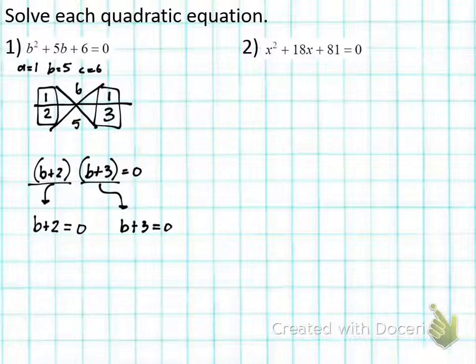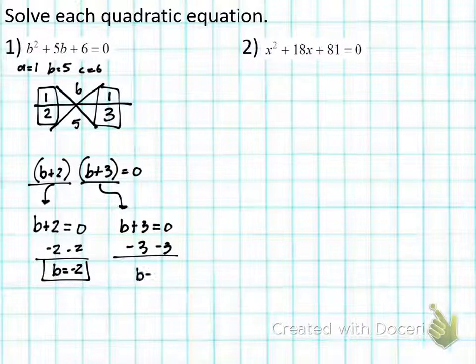In order to solve b plus 2 is equal to 0, I would subtract 2 on both sides here. So b is equal to negative 2. That's the first answer. The second answer, I'd subtract 3 on both sides. So b is equal to negative 3. Okay? And that's your answer. Does that make sense? Yes. Okay, so that's how you do number 1. Any questions on number 1?